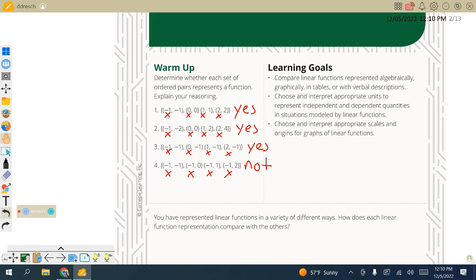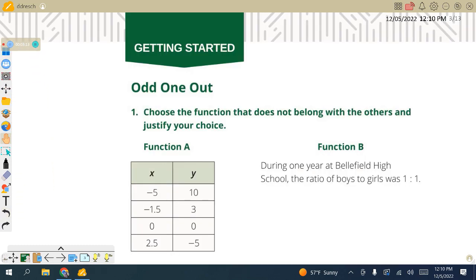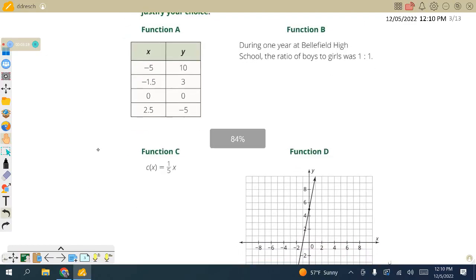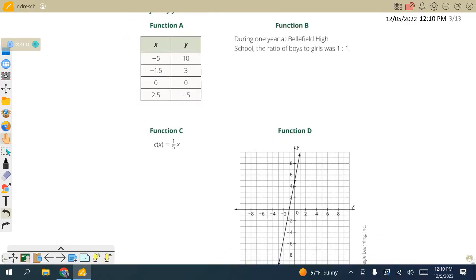Let's flip it to the next page here. And on the next page, what we have going here is our 4 different views, okay? This is what we've been looking at over the course of the last couple months. We've seen it from a table, we've seen it from a word problem, we've seen it from an equation, and we've seen it from a graph. So those are the 4 different viewpoints we've been looking at.